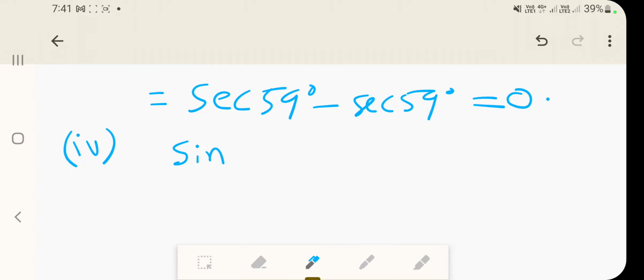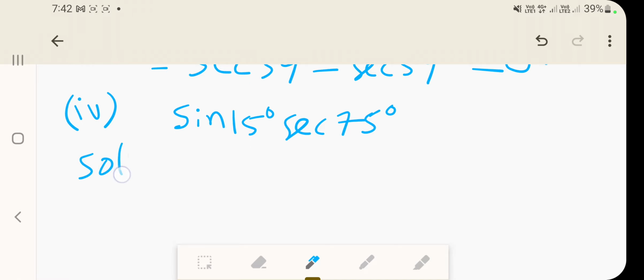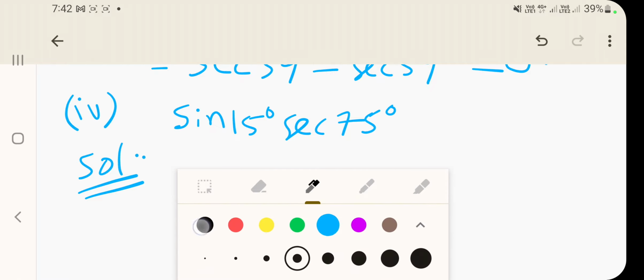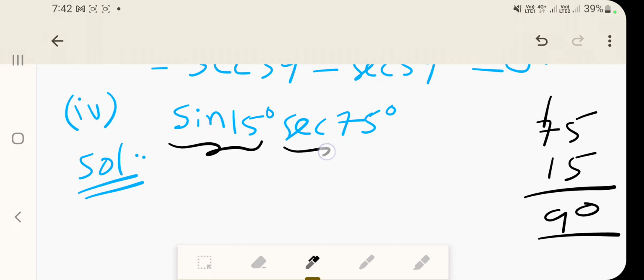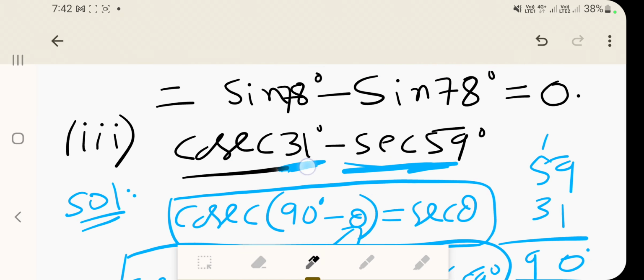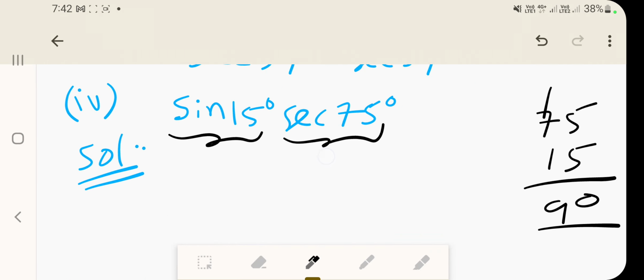Next they have given sine 15 degrees into secant 75 degrees. Here also, if you observe, the sum of 75 plus 15 is going to be 90 degrees. So out of sine 15 and secant 75, you have to change one, from sine to cos, or secant to cosecant also you can change. Only one of these two you have to change. In earlier problems also, any one of them you have to change, not both, remember this.